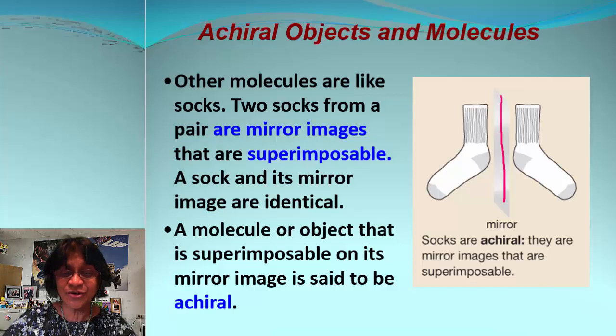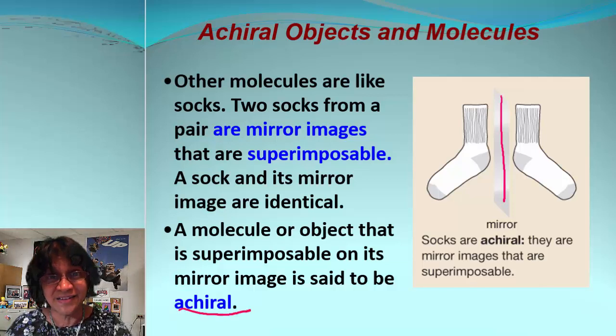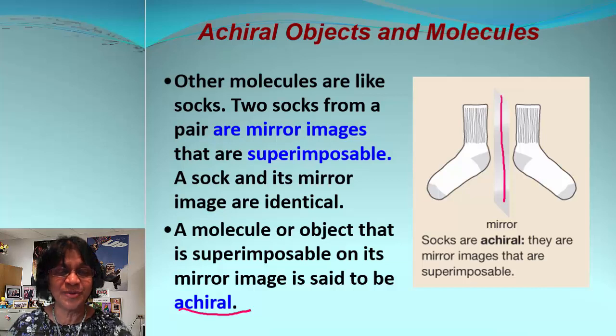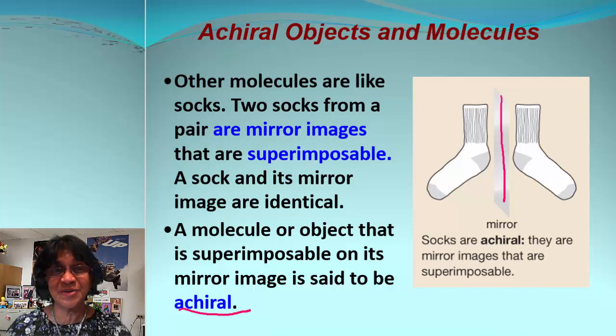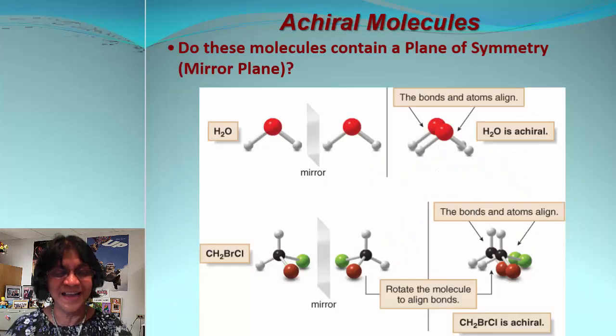So in this case, we are going to call these achiral. If the mirror image of a molecule can be superimposed, that's achiral. And if the mirror image is not superimposable, then that's called a chiral center or chiral molecule. You're already getting the point.